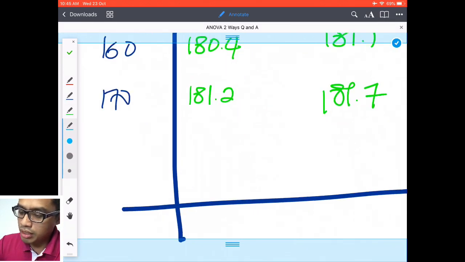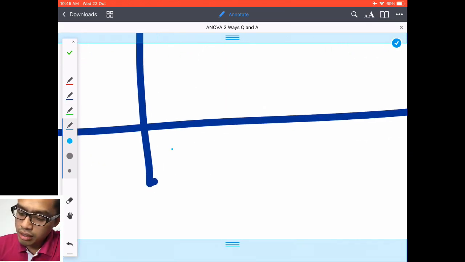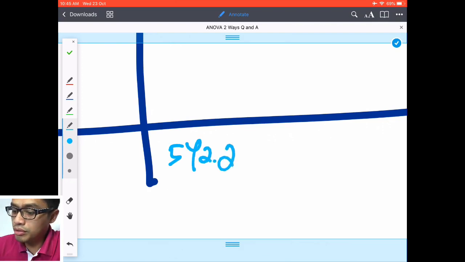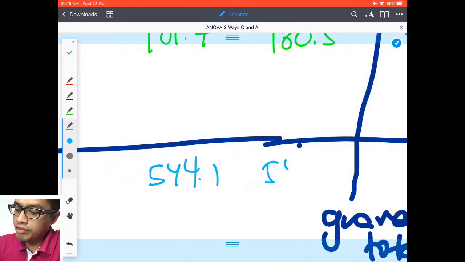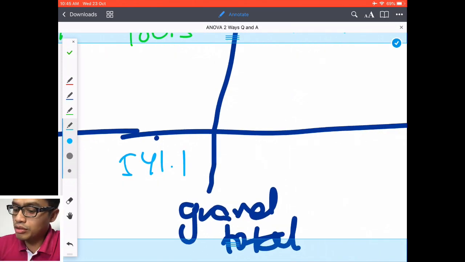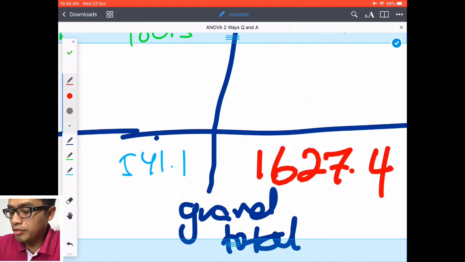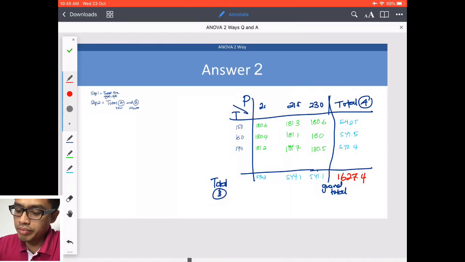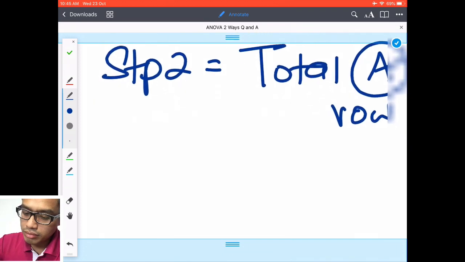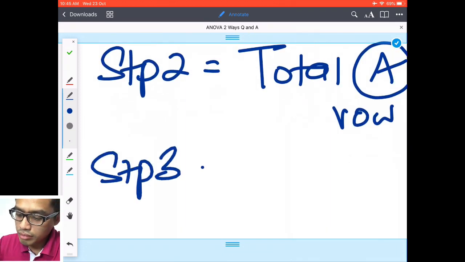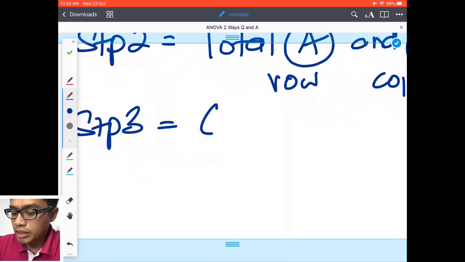150, 160, 170. Let's take light blue again, and this one will be 5 for 2.2 and 5 for 4.1, 5 for 1.1, and the grand total, let's make it red and big: 1627.4. That's the grand total. That's first step. And second step. Step 3. Grand total.